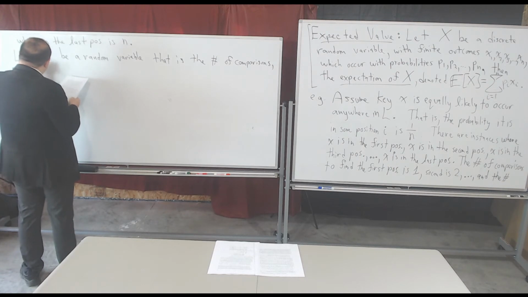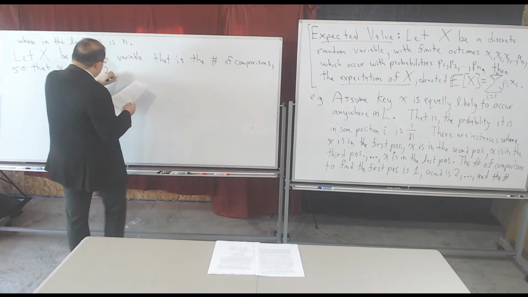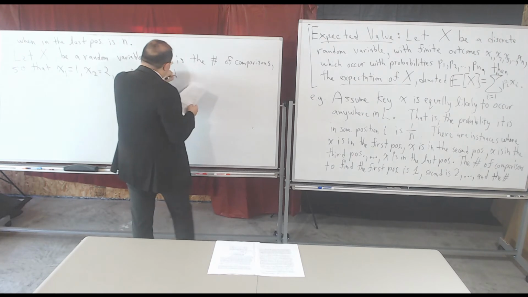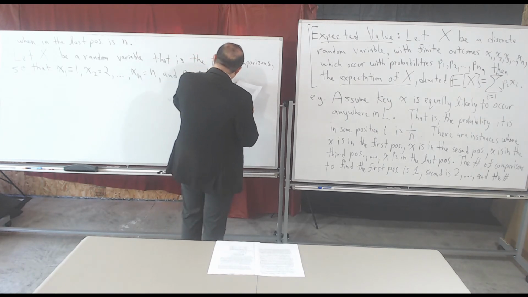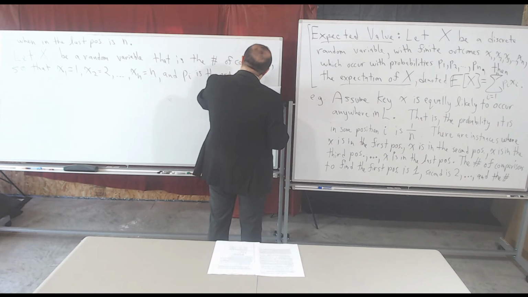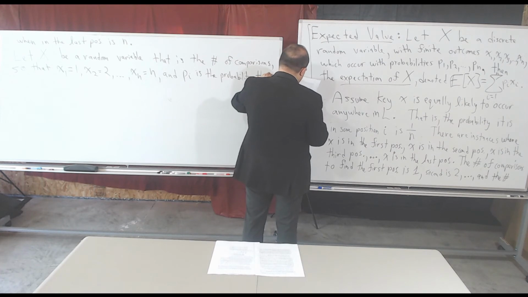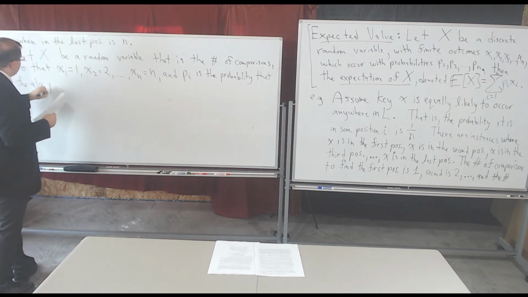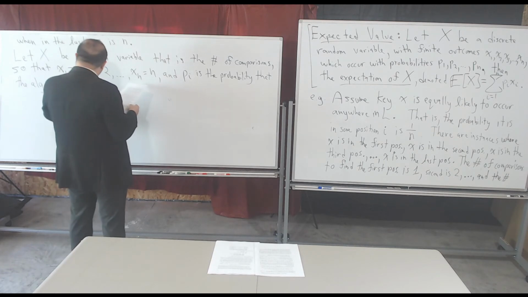So that x sub 1 is equal to 1, x sub 2 is equal to 2, and so on until we get to x sub n is equal to n. And p sub i is the probability that the algorithm performs i comparisons.